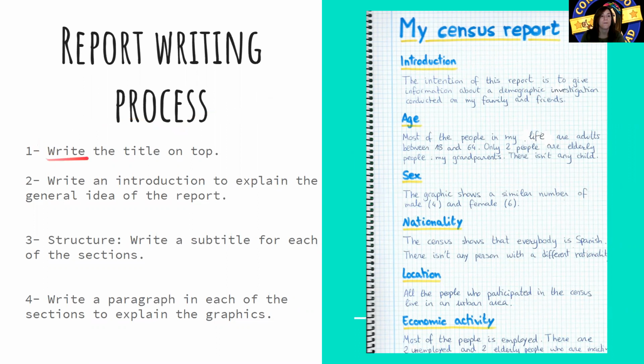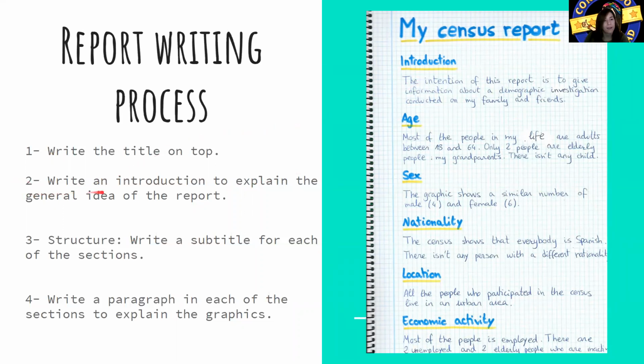So what is the process? First, on top, you need to write the title, which is My Census Report. Then we need to write an introduction to explain the general idea of the report. In my model, I used this expression, but you can use a similar expression that best matches your style, or your way of speaking and expressing ideas. Remember that this is a formal text, so you need to use good English. The intention of this report is to give information about a demographic investigation conducted on my family and friends. In your case, if it was just on your family, just your family. If it was just friends, okay.